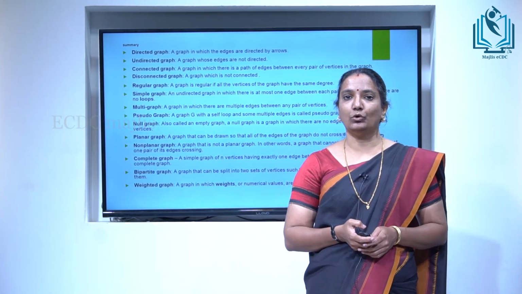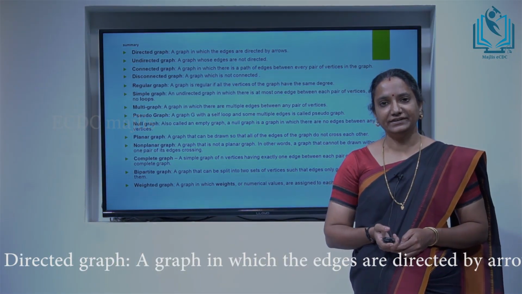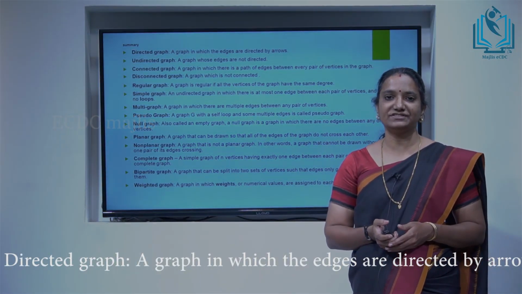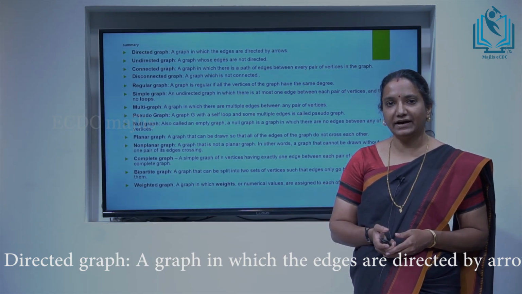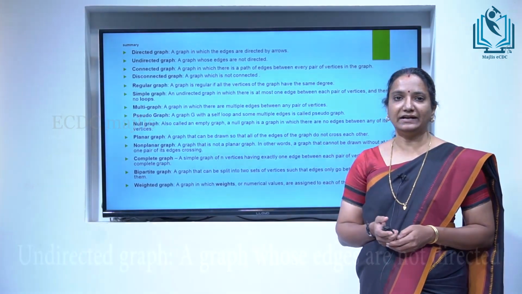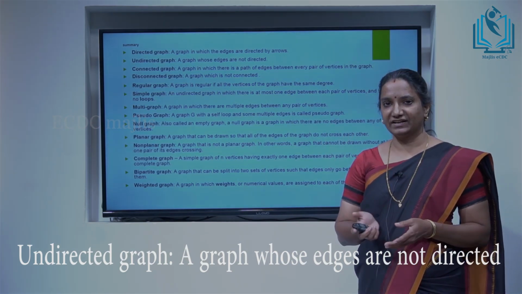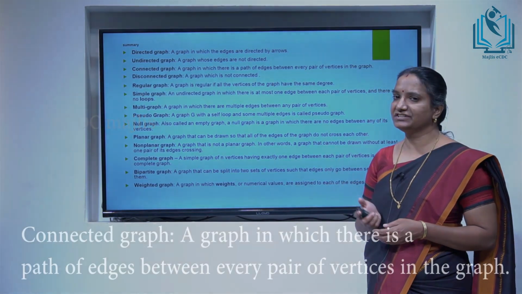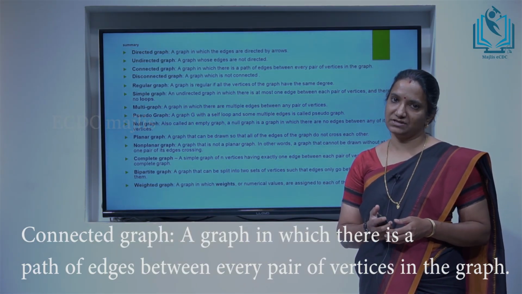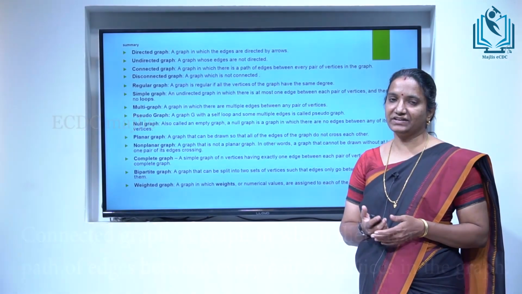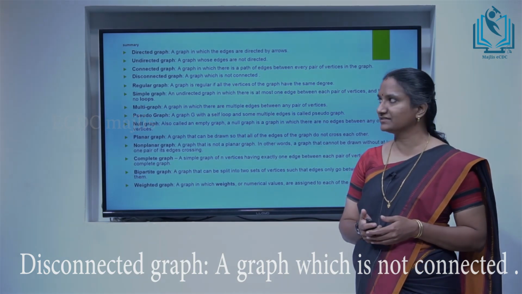Next, I am going to summarize what we have learned. First, directed graph. A directed graph is a graph in which there is a direction for each edge. Next, undirected graph. A graph whose edges have no direction. Next, connected graph. A graph in which every pair of vertices has a path is called a connected graph. Next, disconnected graph. The graph which is not connected is called a disconnected graph.